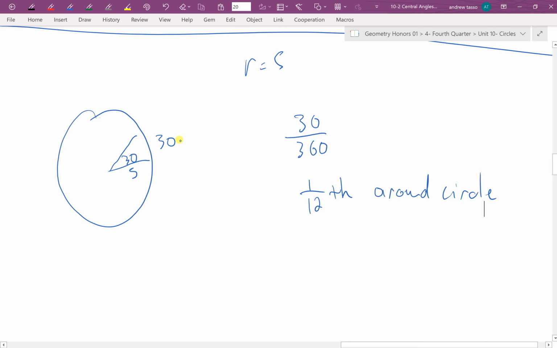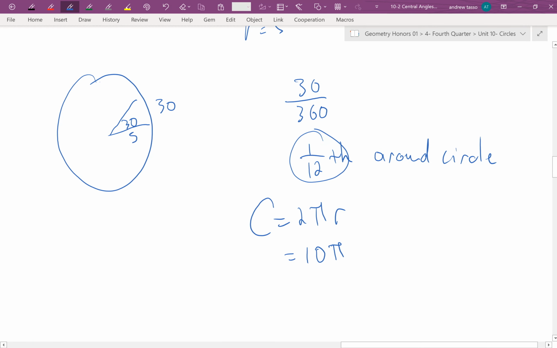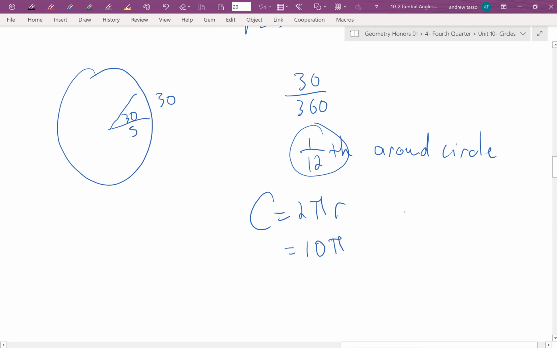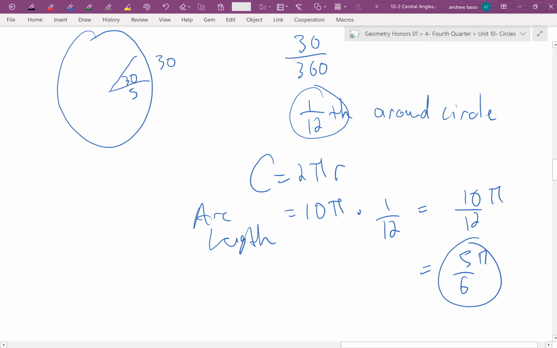So if you went 1/12 of the way around the circle, and the total circumference, which was 2 pi r, we found to be 10 pi, then I can just apply this fraction to my circumference. I take that circumference and times it by 1/12, and then I'll have my answer for the actual arc length. So that's the arc length, and this could reduce, of course, to 5 pi over 6.